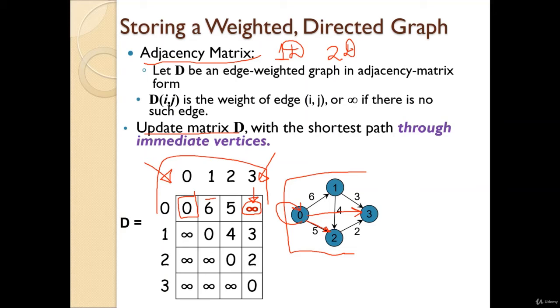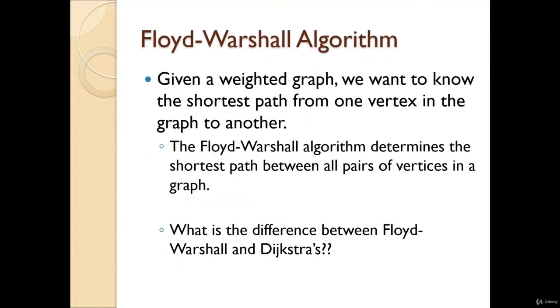Okay. So we will see it further. In the Floyd-Warshall algorithm, given a weighted graph, we want to know the shortest path from one vertex in the graph to another. Right now, I have committed this to you: you have to find the shortest path from one vertex in the graph to another, and then you have to update it.